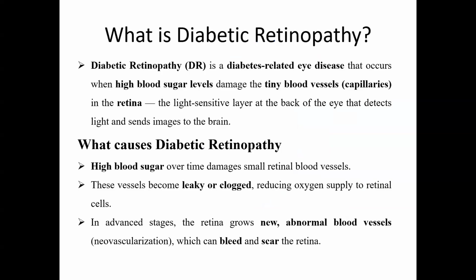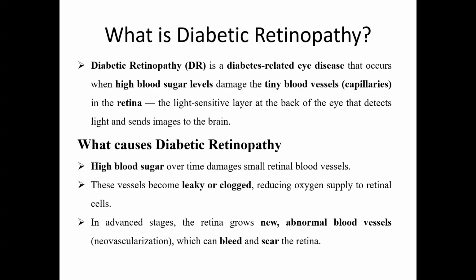So, now coming to what is actually diabetic retinopathy. As I previously told, diabetic retinopathy is a diabetes-related eye disease that occurs when we have uncontrolled high blood sugar. And when this happens, it damages the tiny blood vessels, which we also call capillaries, in the retina, which is nothing but the light sensitive layer that resides at the back of the eye. And this is what detects the light and sends the images to the brain.